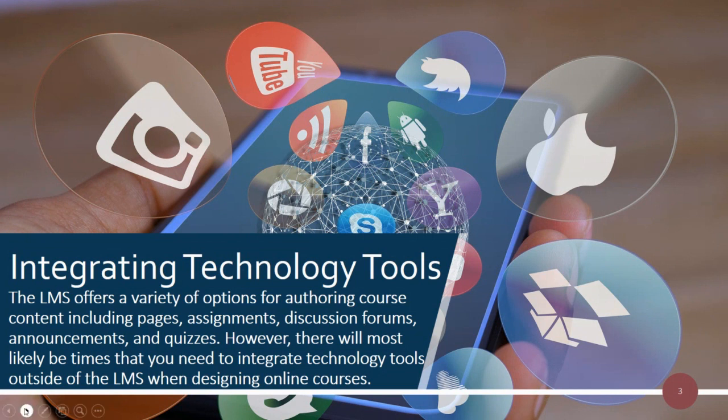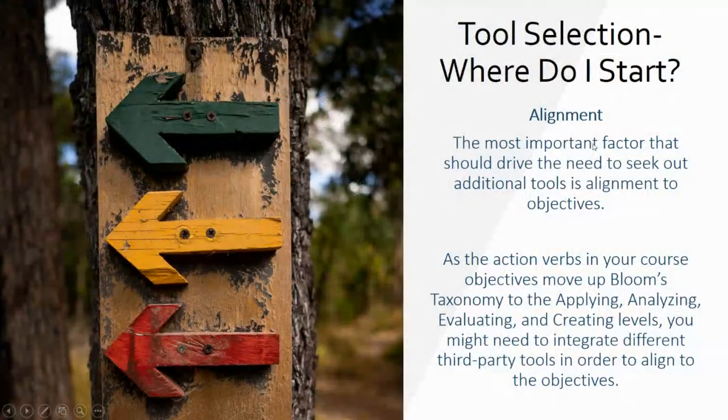So when I get to the next slide, it's titled Tool Selection, Where Do I Start? And so as we've talked about in the last 3 sessions, alignment is the most important factor that should drive the need to seek out additional tools. And that is based on the objectives, alignment to the objectives.